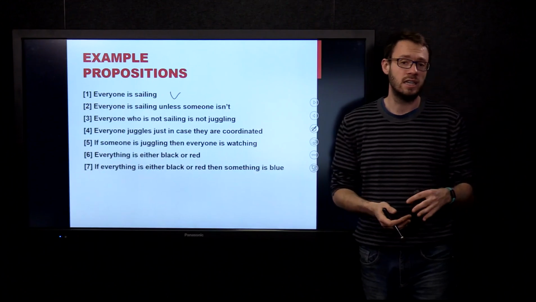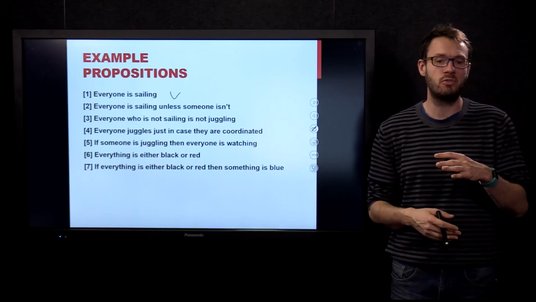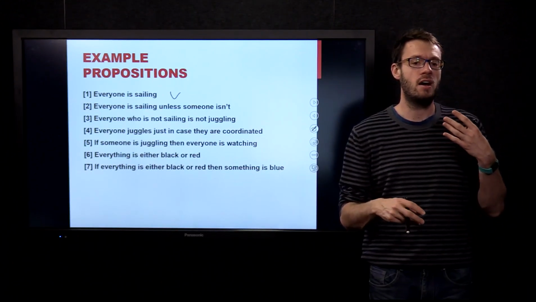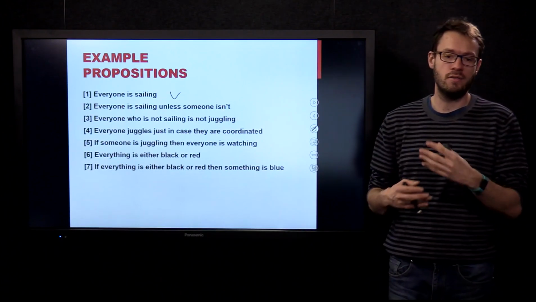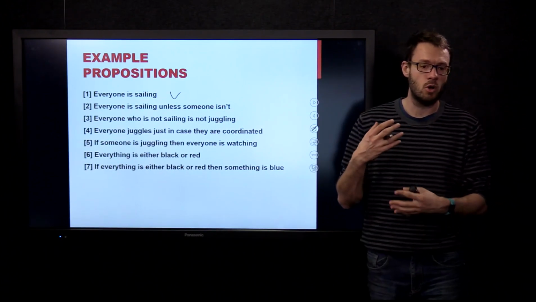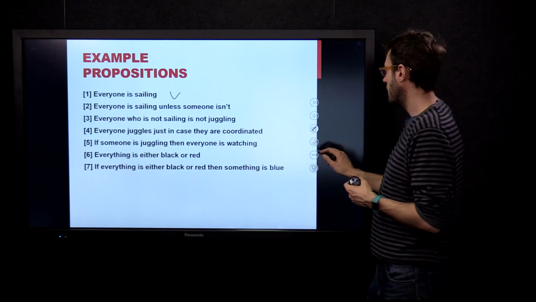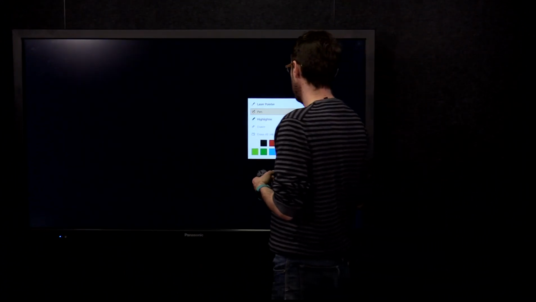Next, if someone is juggling, then everyone is watching. So here we've got some combination of our existential quantifier and our universal quantifier. We've got some juggling, we've got some watching, and we've got to put it all together. So if someone is juggling, then everyone is watching.